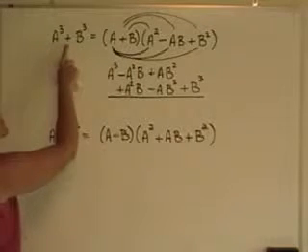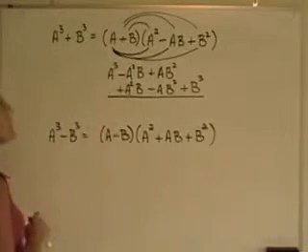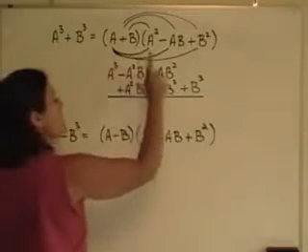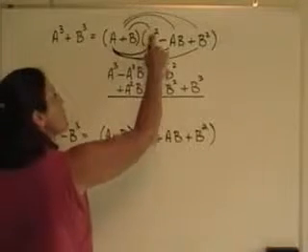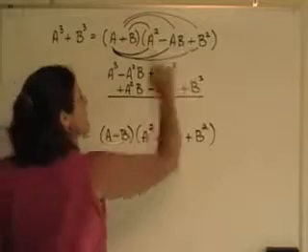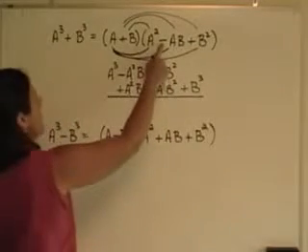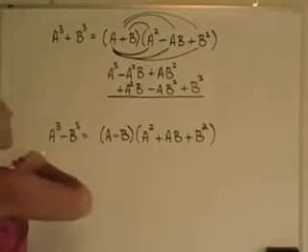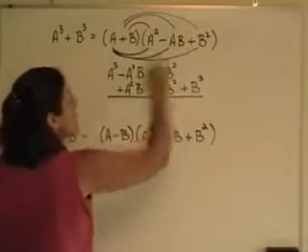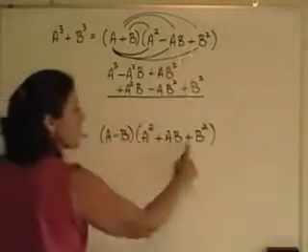This is the sum of cubes. We'll have a plus sign in the binomial. Always, in each of these cases, in the trinomial, the first term will be a squared. There will be an ab and a b squared. The sign of the second term does not match that sign, and always the third term in the trinomial will be positive. Look at this one as well. It's positive.